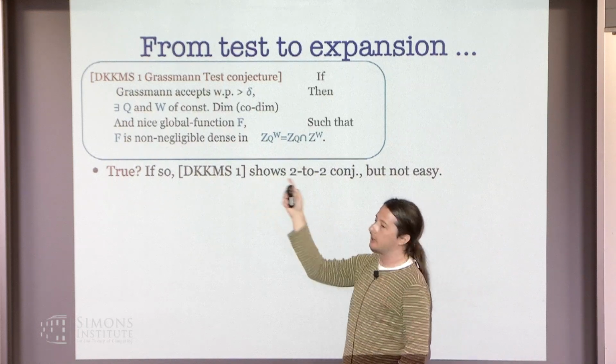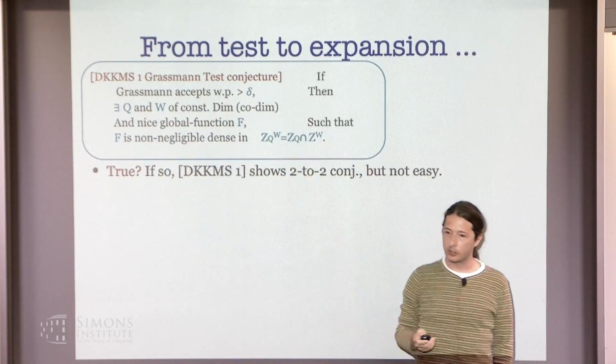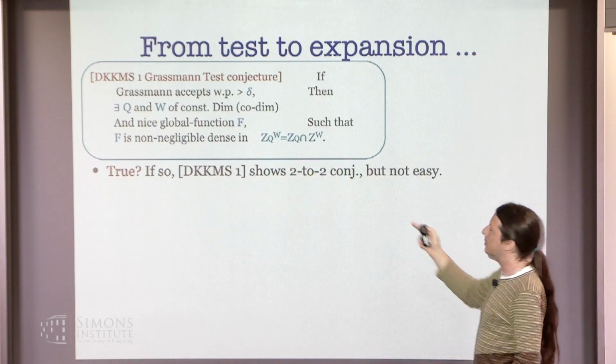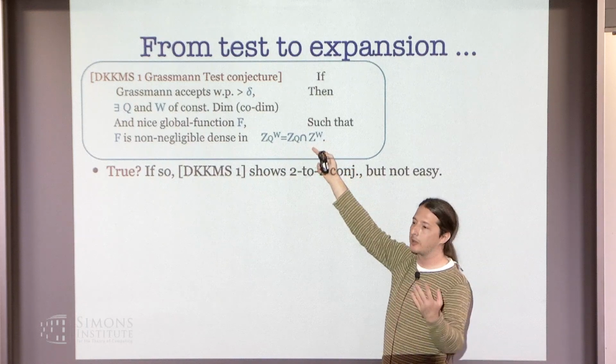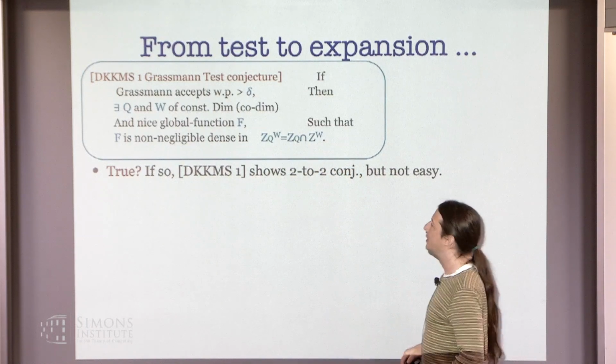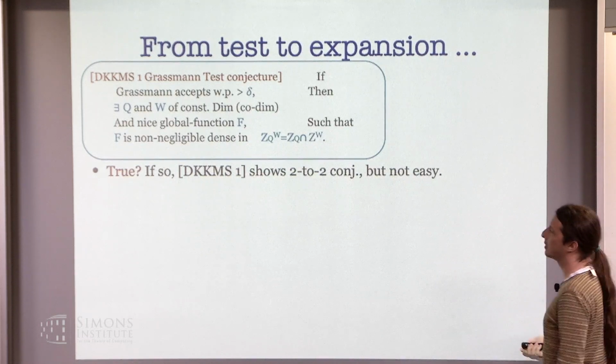And from this you can get the 2-2-2. If you believe that, then you can get the 2-2-2 conjecture. It's not easy because you only get a global function that agrees with a tiny fraction of your codeword. So you need to do some extra stuff, but that works.